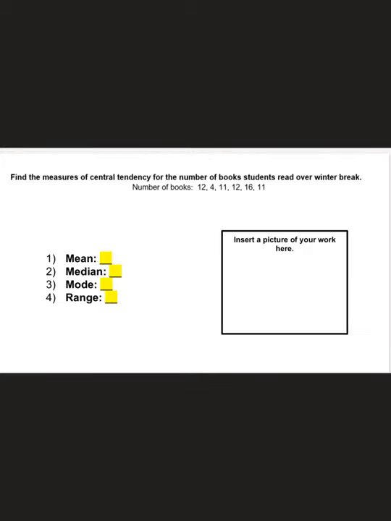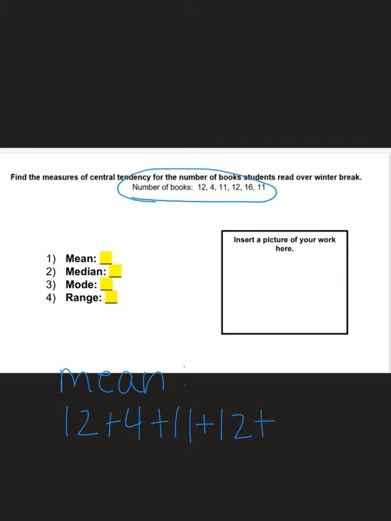Okay, so questions 1, 2, 3, and 4 asked about mean, median, mode, and range for this data set at the top. So number of books. So for number 1, to find the mean, we need to add them all up. So 12 plus 4 plus 11 plus 12 plus 16 plus 11. And you should get 66.